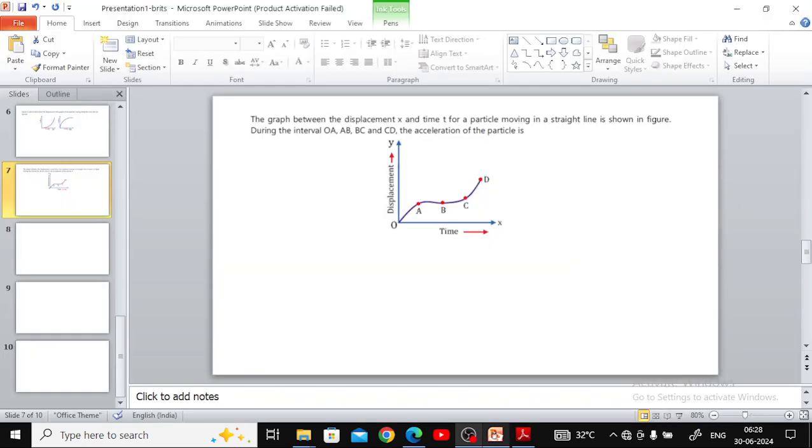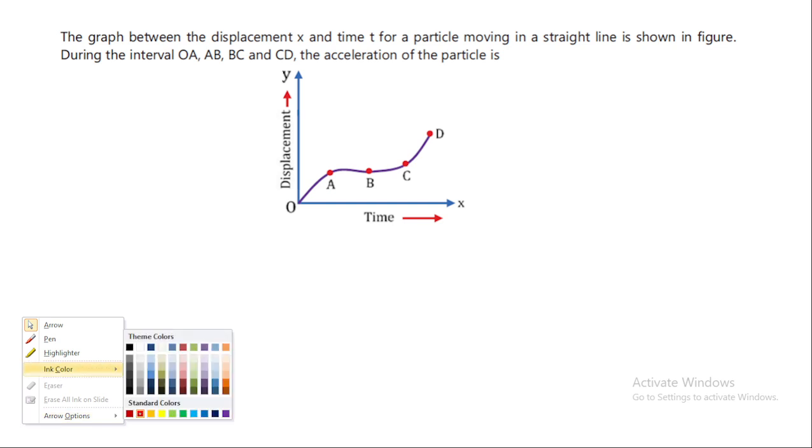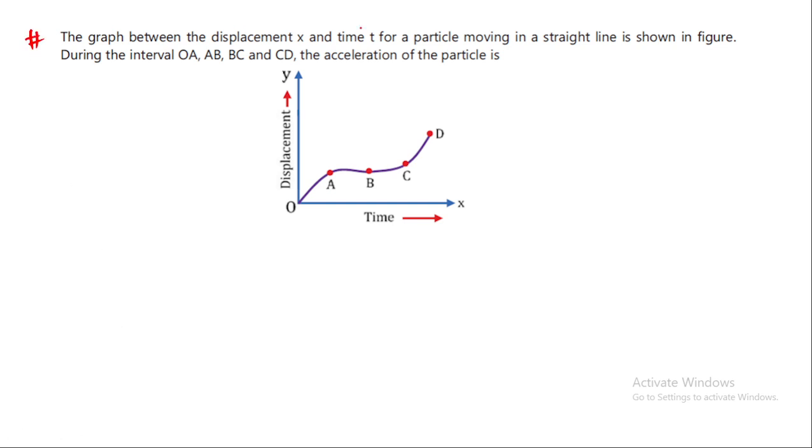Okay, guys, there is one more easiest question. What is that now? From the graphical method, in the displacement x versus time t graph, the particle is moving in a straight line as shown in the figure. So, during the intervals OA, AB, BC, CD, what is the acceleration of the particle?